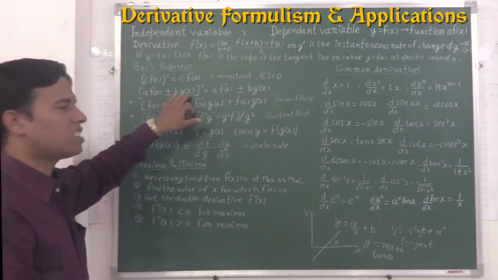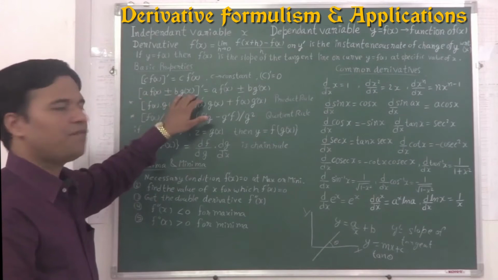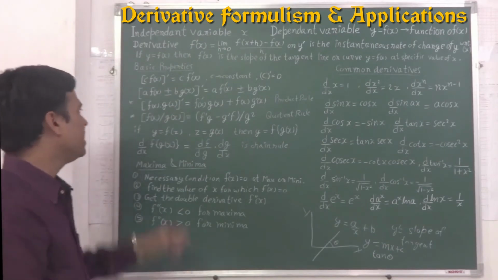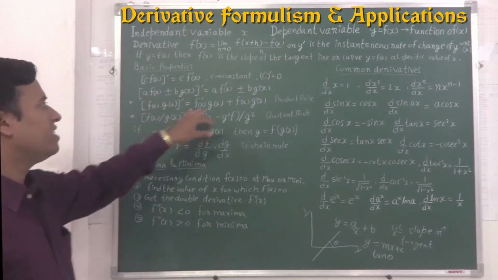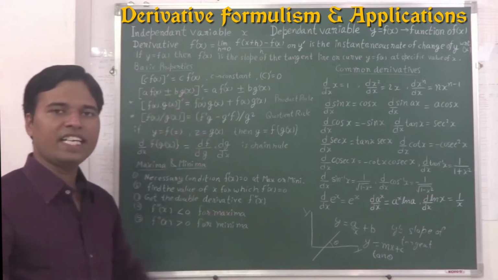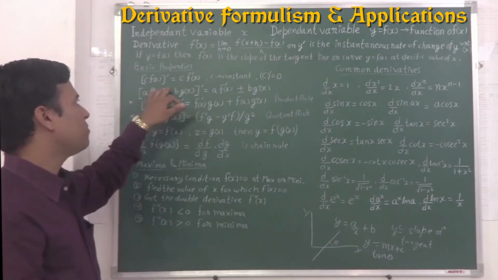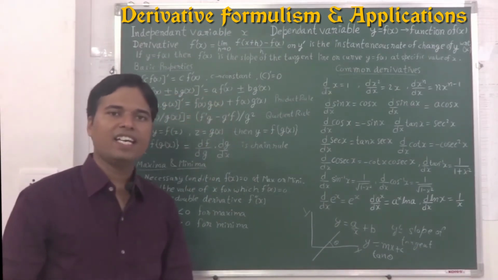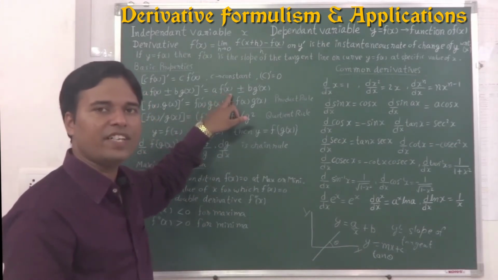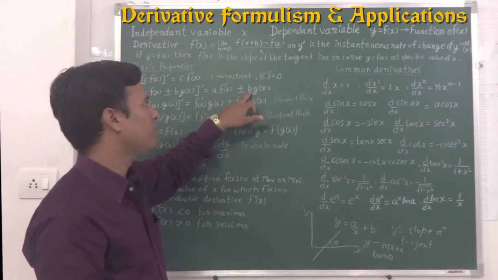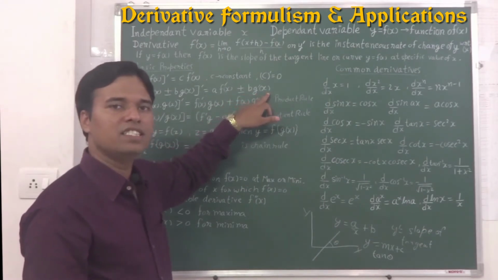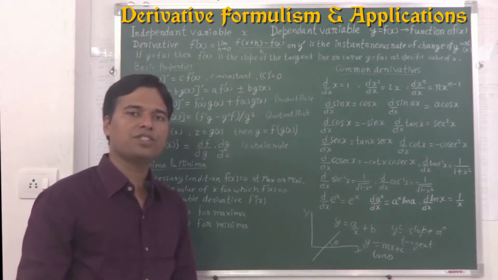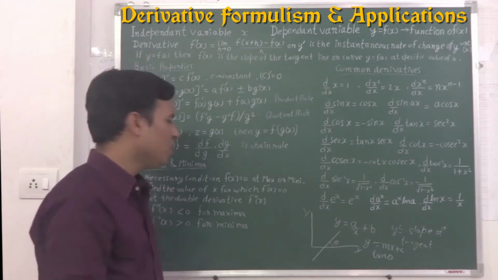For addition or subtraction of two given functions, which are also multiplied with other constants a and b, the differentiation or the derivative of a f(x) plus minus b g(x) is equal to a f dash x, where f dash x is the derivative of f(x), plus minus b multiplied with g dash x, where g dash x is the derivative of g(x). There are some notations which are used in different textbooks for derivatives.